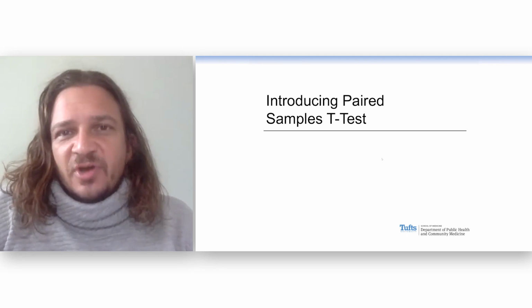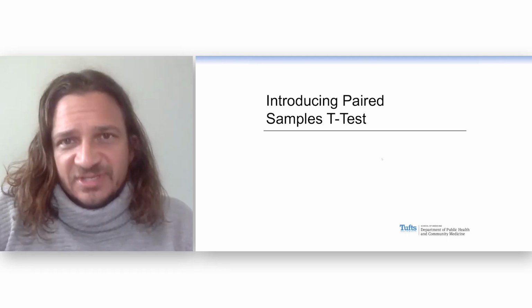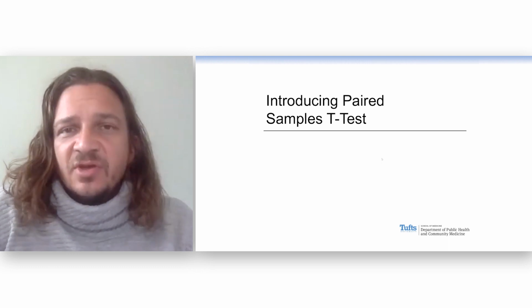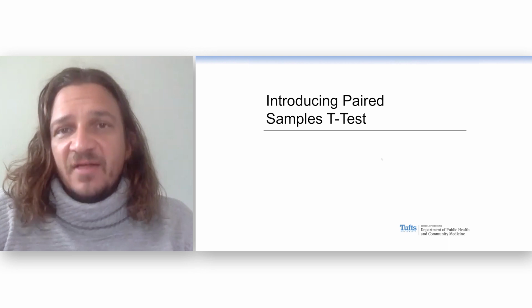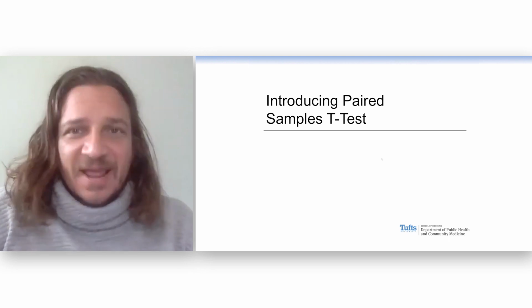In this set of slides, we'll talk about the paired samples t-test. The paired samples t-test can be used when the independence assumption is specifically violated in a special way, such that the data are analyzed in pairs.